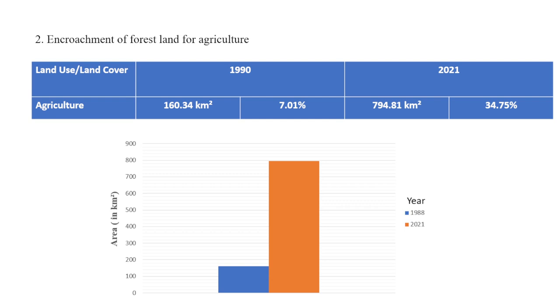This substantial increase in the agricultural land suggests that a large portion of the forest land was converted to agricultural use to meet the growing demand for food and resources driven by the population growth and economic development. Such land use changes have likely led to reduction of the forest area, impacting biodiversity and environmental sustainability in the region. This data underscores the critical need for sustainable land management practices to balance agricultural needs with forest conservation.